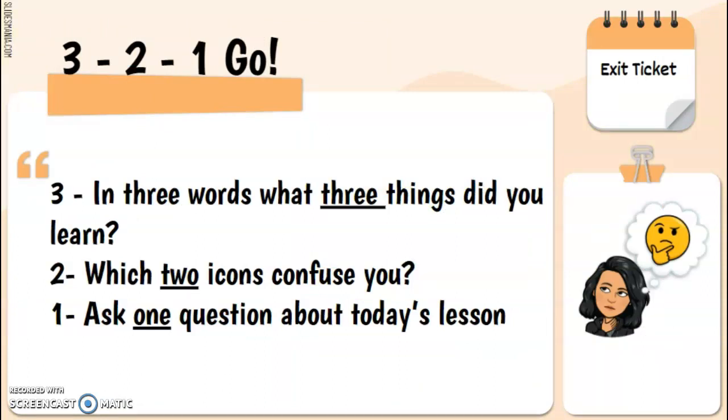Afterwards, for our exit ticket, we didn't get to use this yesterday, and I still think it'd be really cool. So our exit ticket today is going to be 3, 2, 1, go. For 3, it's going to be 3 words: in 3 words, tell me what 3 things you learned. For 2, what 2 icons still confuse you, and for 1, ask me 1 question about today's lesson.